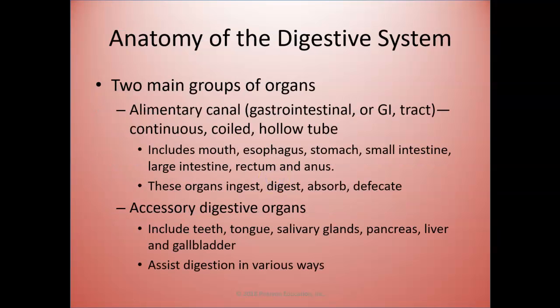All right, so anatomy of the digestive system, there's two main groupings that we have: the alimentary canal itself, which is also known as the gastrointestinal canal or the GI tract. This is a continuous coiled hollow tube that passes completely through the body. It runs through in order: mouth, esophagus, stomach, small intestine, the large intestine, rectum, and anus. And again, ingest, digest, absorb, and defecate or eliminate are the key things we're looking at. And then the accessory digestive organs that we have, you can see are the teeth, the tongue, salivary glands, pancreas, liver, and gallbladder, and they assist digestion in various different ways there.